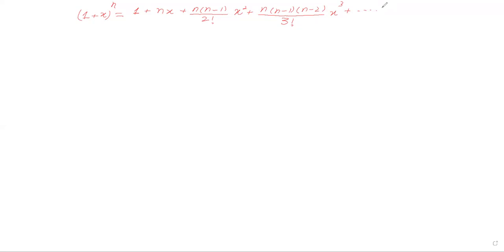This formula is very easy to understand because every term has a specific relation with the previous term, and this formula has some conditions. What are the conditions? I will write them here. The first condition is that this formula is only applicable when the whole power is negative or a fraction or both. The first condition is that n, the whole power, will be negative.